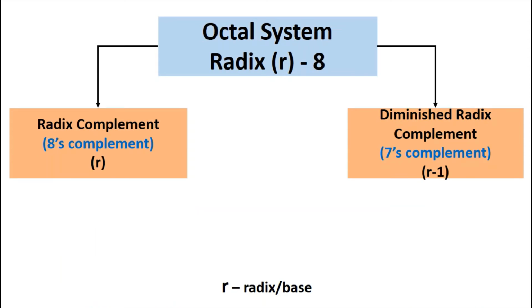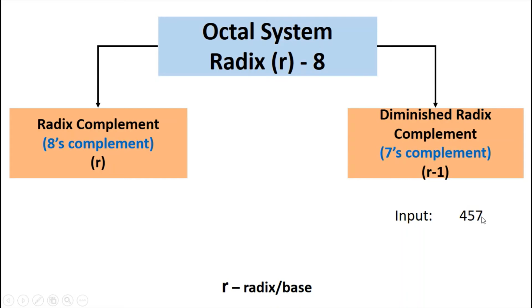Okay, so now we will move to the octal number system. In the octal system, the radix value, or we can say the base value, is 8. The diminished radix complement is r minus 1, so the 7th complement represents our diminished radix complement, and r, that means the 8th complement, will represent our radix complement. Now let us take an example where the input value is 457.